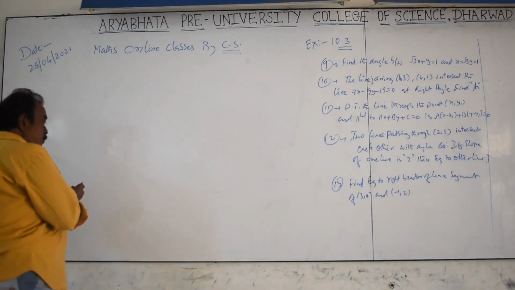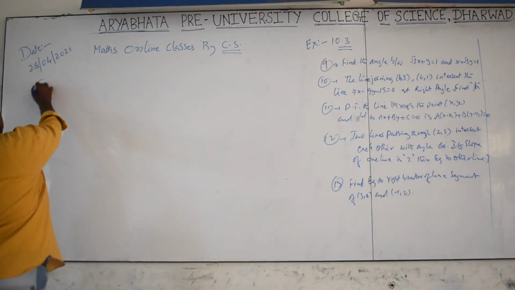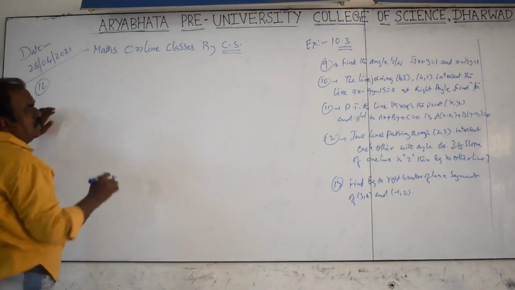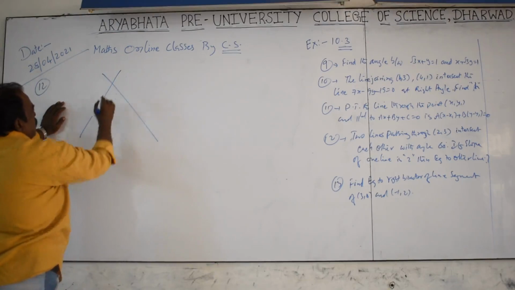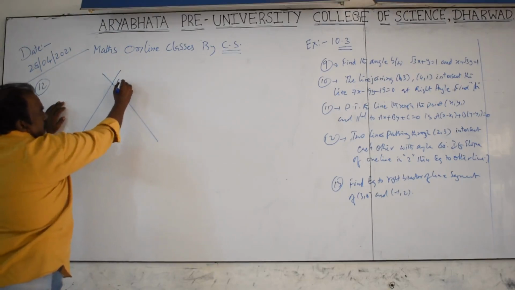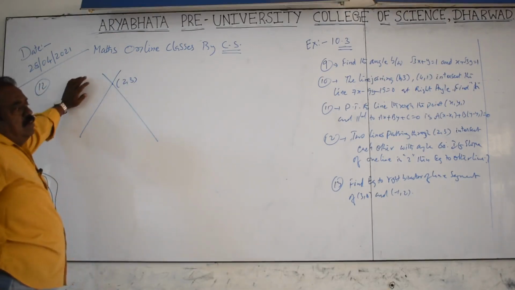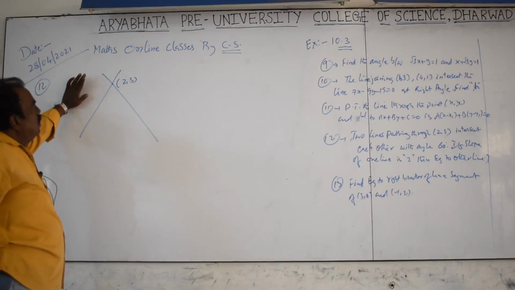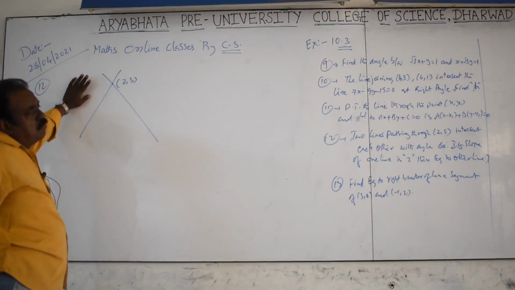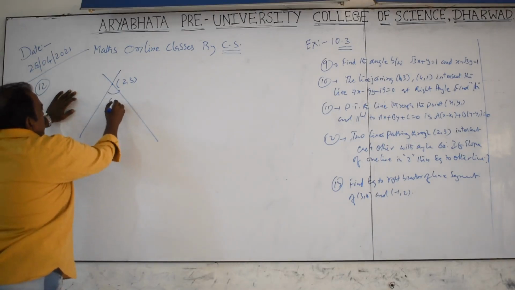Twelfth one. See, first I will draw the diagram. Two lines are there. They are intersecting at (2, 3). Their two lines are passing through (2, 3). That means they are intersecting at (2, 3), and they intersect each other with an angle of 60 degrees.